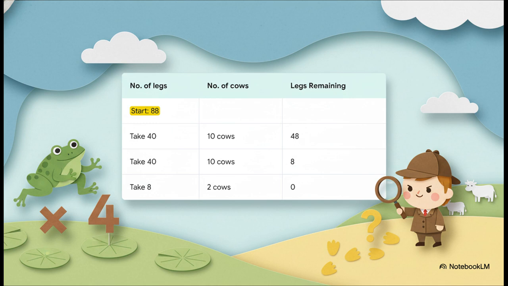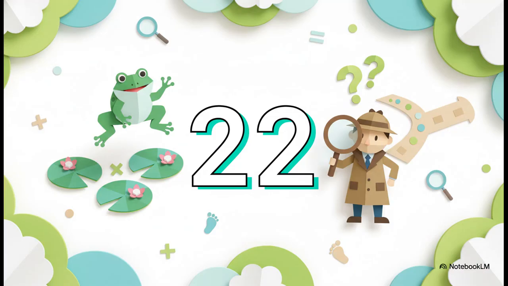Okay, detectives, let's crack this case. We start with 88 legs. Let's take an easy guess. How about 10 cows? 10 cows would have 10 times 4, that's 40 legs. So we subtract 40 from 88, and we're left with 48 legs. We can do that again. Let's take another 10 cows. That's another 40 legs gone. Now we only have 8 legs left. And how many cows have 8 legs? That's right, 2 cows. And that leaves us with 0 legs. Perfect. So, to solve our mystery, we just have to add up all the cows we counted. We had 10 cows, plus another 10 cows, plus 2 more cows at the end, which makes a total of 22 cows. Case closed. Well done, my little detectives.